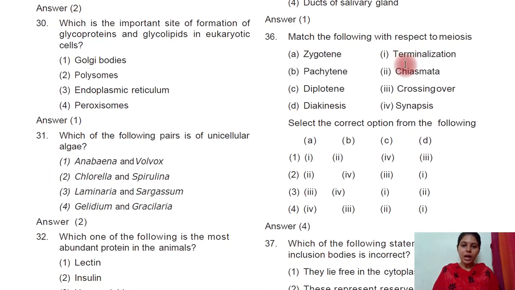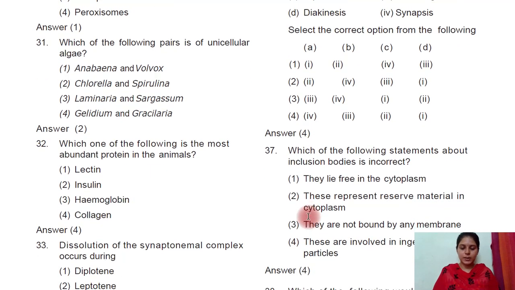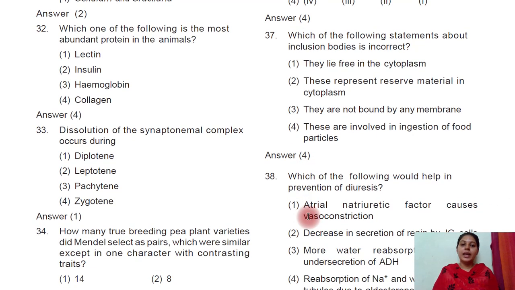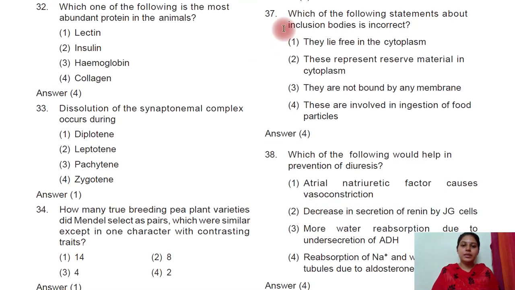Next, match the following with respect to meiosis. So you have all the meiosis stages: zygotene, pachytene, diplotene, and diakinesis, right? So if it is zygotene, there is synaptonemal complex formation, the position before the crossing over. And if it's pachytene, you have the crossing over. If it is diplotene, you have what? Chiasmata formation. And diakinesis is the terminalization, where the meiotic division proceeds with no further process, no? So that's the concept. And next we have question number 37.